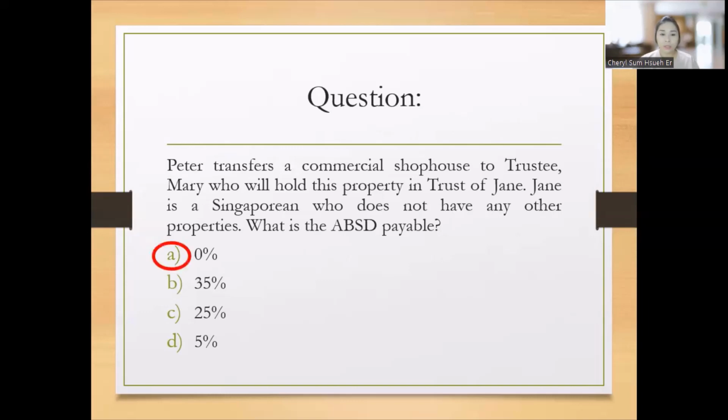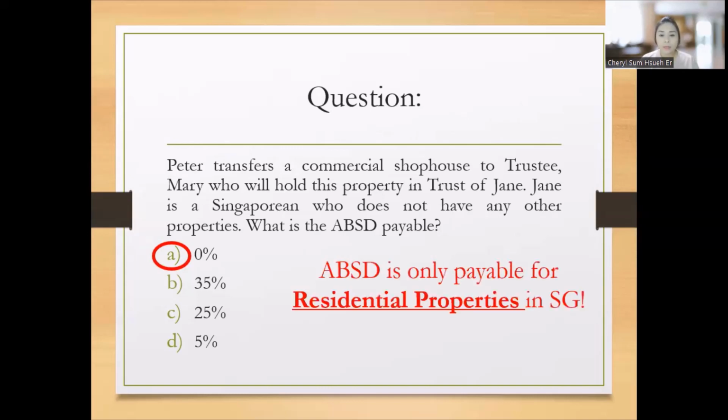The answer is going to be 0%. Why 0? Is it because Jane is a Singaporean? Now, take note. ABSD is only payable for residential properties in Singapore. This particular question is asking about a commercial shophouse. Commercial and industrial properties do not attract any ABSD. Hence, this newly minted ABSD rule on trusts has nothing to do with commercial or industrial properties. It's only going to be applicable if a residential property is being held in trust.